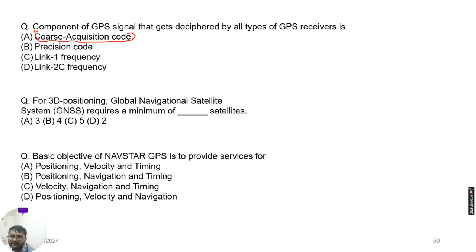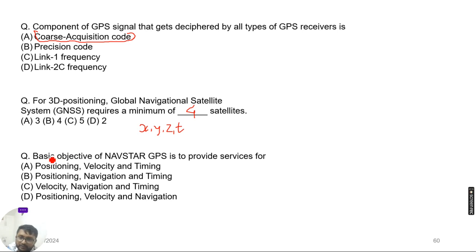Then we have, for 3D positioning, the Global Navigation Satellite System (GNSS) requires a minimum of how many satellites? So we need four satellites. One is for the X location, one is for resolving Y, one is for resolving Z, and the fourth one is for resolving the time parameter, to avoid the timing error because of the satellite clock and the receiver clock. That's why we need four satellites for resolving the data.